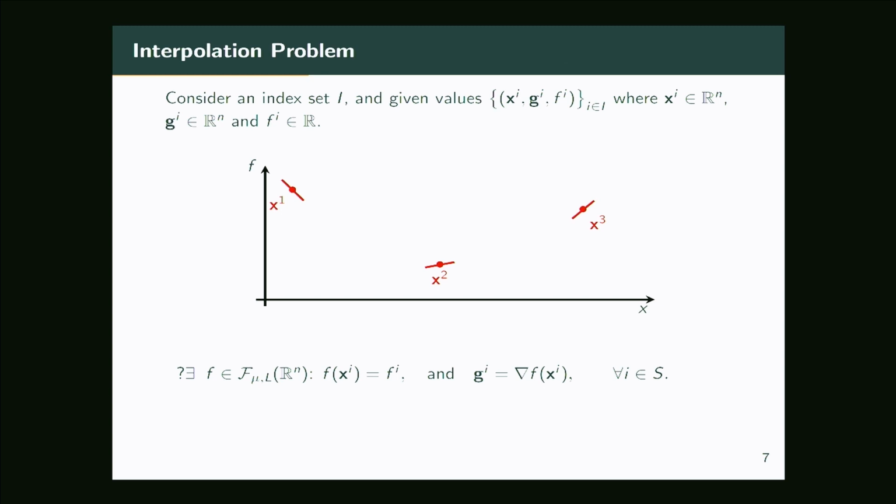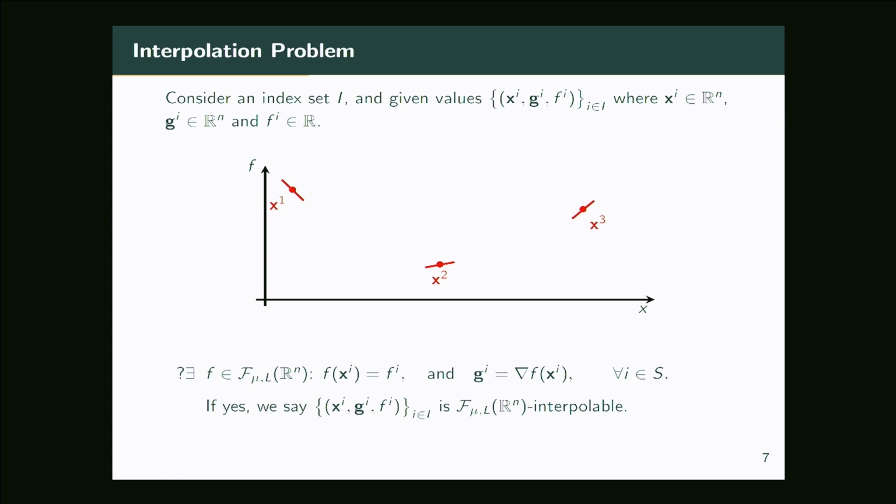Oops, so this S has changed, the I has changed into an S. My apologies. Okay, so this is the interpolation question. And if the data can be interpolated by a hyperconvex function from our class, then we say that the data is f mu L interpolable.